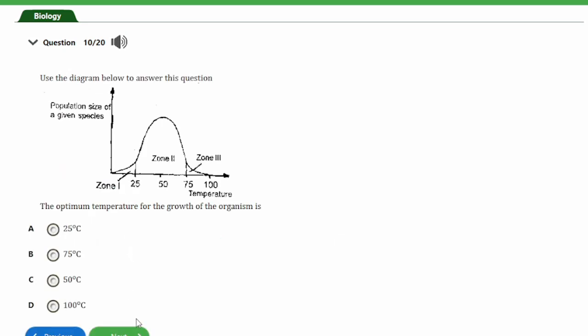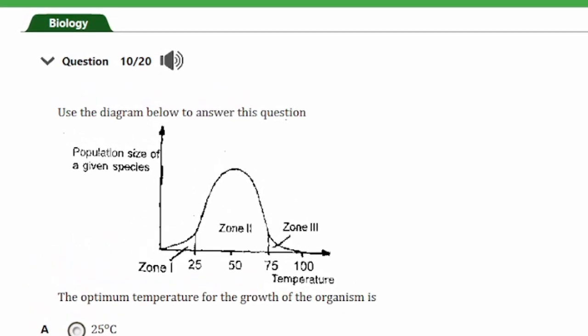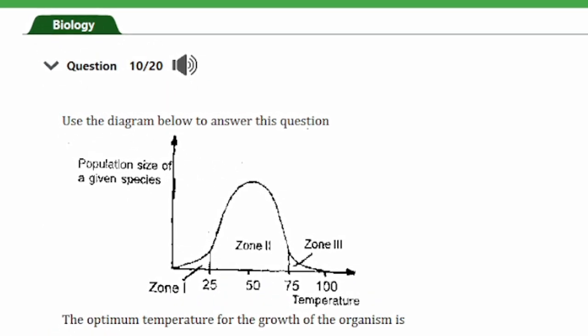So let's look at the next question. Here we have a diagram, and we are to use this diagram to answer the question here. The question says, the optimum temperature for growth of organism is A, 25 degrees Celsius, B, 75 degrees Celsius, C, 50 degrees Celsius, and D, 100 degrees Celsius. So guys, if we observe this graph, we'll see that on the vertical axis here, we have population of given species. And then on the horizontal axis here, we have temperature.